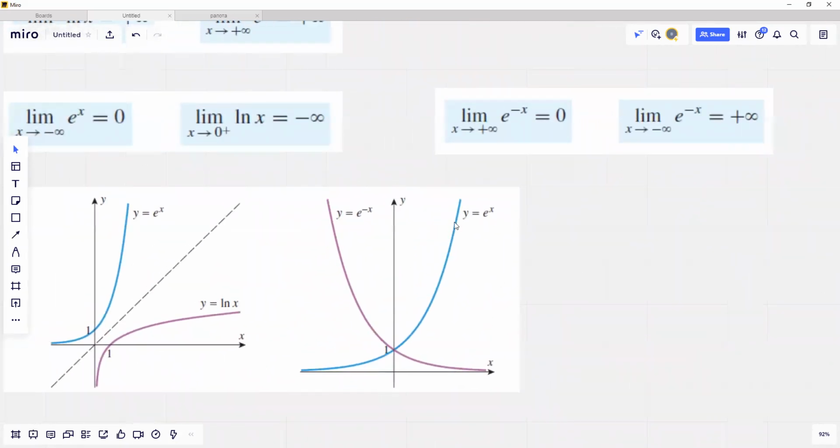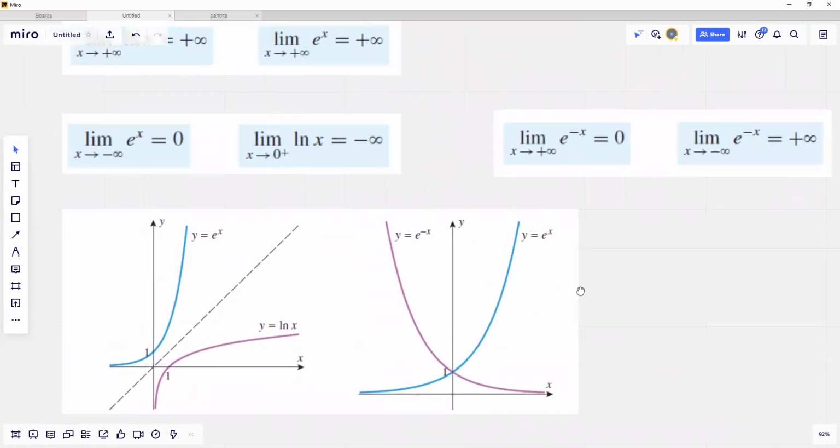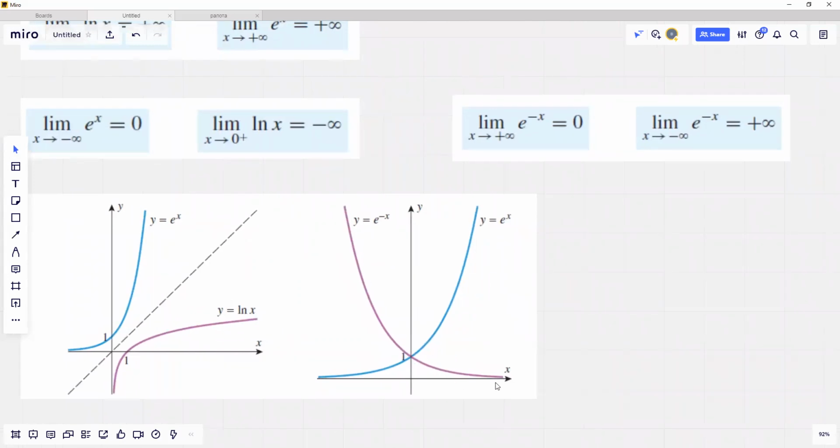Okay, so here we see a reflection about the y-axis of e to the power of x. So let's recall that if we have a function f of x and we want to find the plot of f of minus x, we need to reflect it about the y-axis as we did here. And as we can see, limit as x goes to plus infinity of e to the power of minus x is equal to 0. We have a horizontal asymptote at y is equal to 0. And as x goes to minus infinity, the values of e to the power of minus x increase without bound. So that limit here is equal to plus infinity.